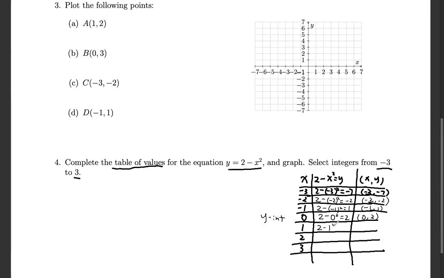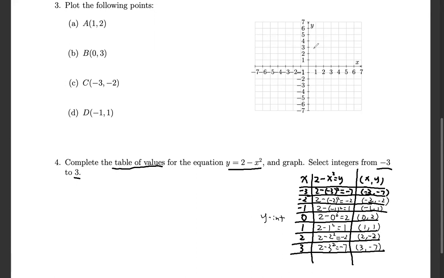Then 2 minus 1 squared. 1 squared is 1. 2 minus 1 is 1. So we have 1, comma, 1. Then 2 minus 2 squared. 2 squared is 4. 2 minus 4, -2. So we get a point 2, comma, -2. 2 minus 3 squared. 3 squared is 9. 2 minus 9, -7. So we get 3, comma, -7.